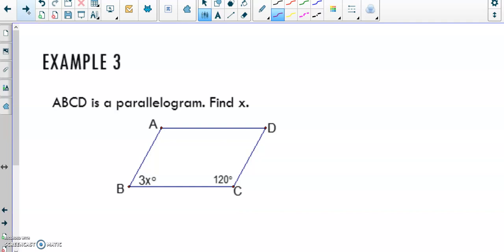Okay, example 3. ABCD is a parallelogram. Write an equation and solve for x. Okay, in order to do this, we use our theorem that says that consecutive angles in a parallelogram are supplementary because these are consecutive angles. They're next to each other rather than across from each other. So write an equation and solve for x.